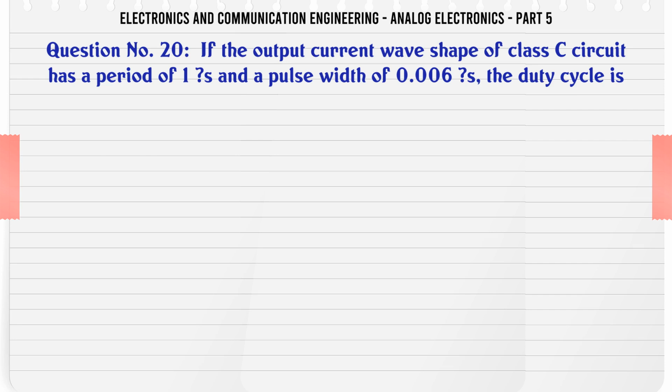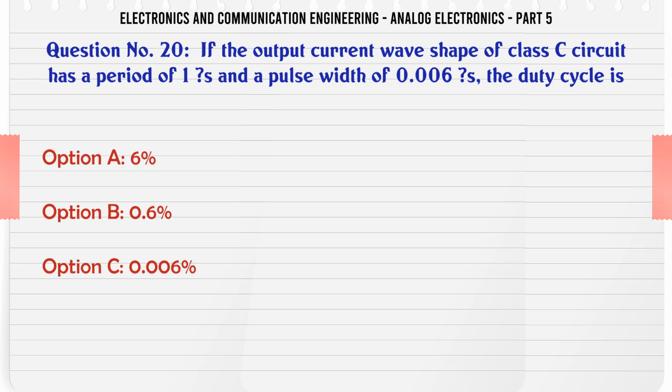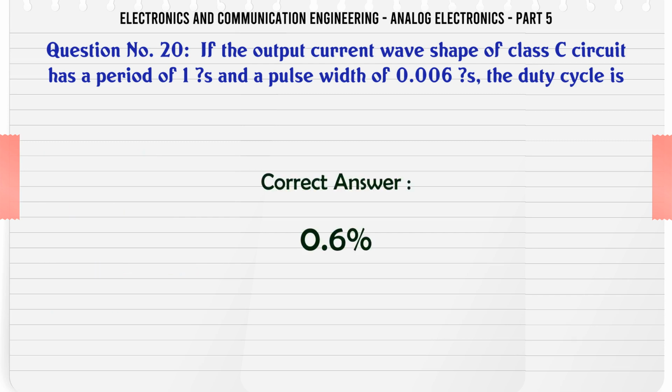If the output current wave shape of a class C circuit has a period of 1 s and a pulse width of 0.006 s, the duty cycle is A) 6, B) 0.6, C) 0.006, D) 0.06. The correct answer is 0.6.